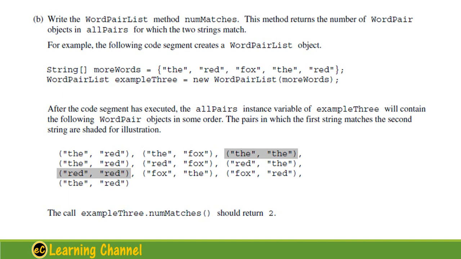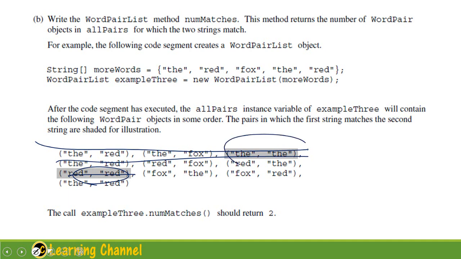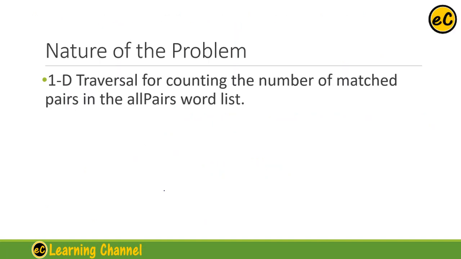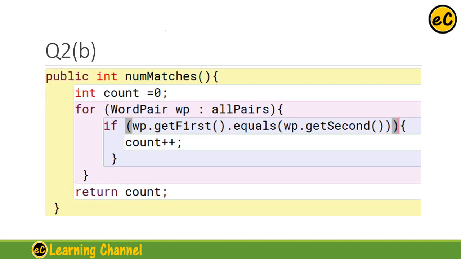Now part B, you need to run the function called word pair list. So you will check the number of matches, and this one is actually easy. You just traverse through the 1D array list to check which one has the same value. It actually is repeating. So it actually is a 1D traversal, counting the number of the match paired in the all pairs word list. So you just need to traverse through the all pair array list, and then get first to match to check equality with the get second, and increase the counter if there is a match. So this one is quite easy.